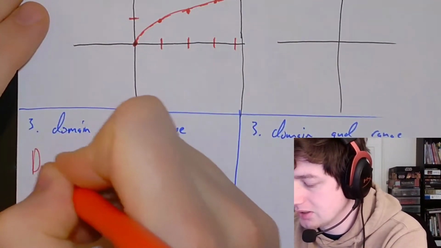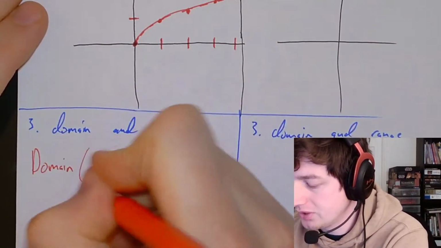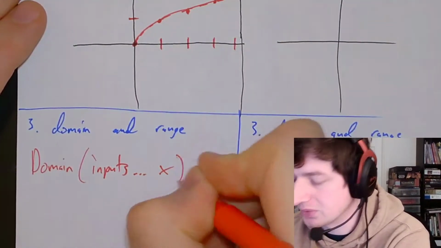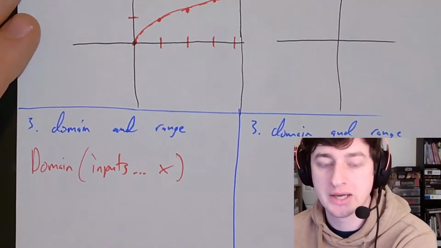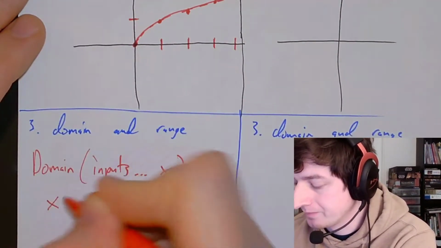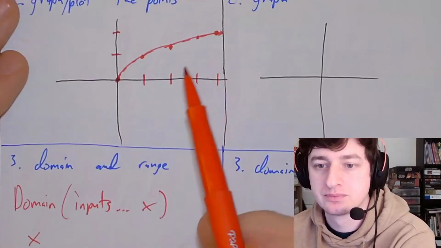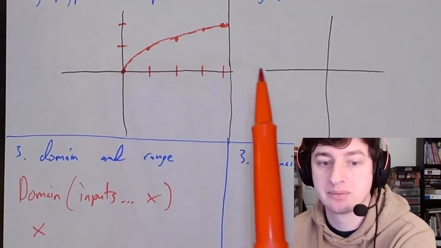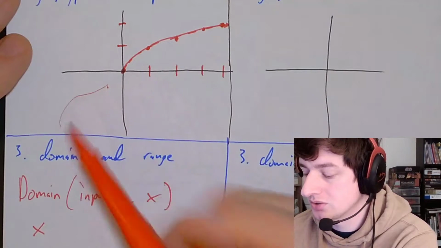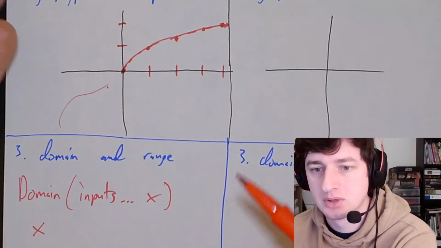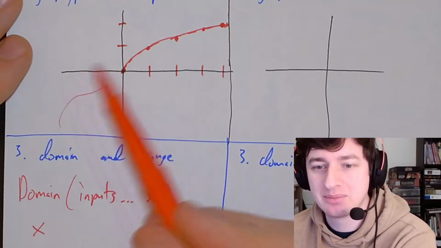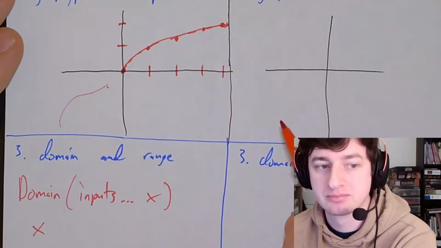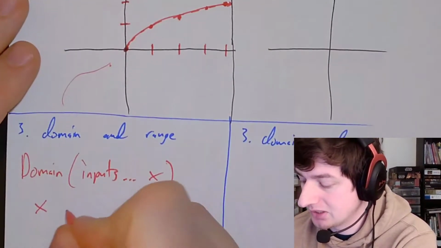The domain is going to be all the inputs, which is just what could the x values be? What could x be? Well, in this case, x cannot be negative for this one, right? If I put in a negative, I get an imaginary number, and we're just dealing with the reals. So x can't be negative. It's not going to be over here on the left. It starts at 0, and it goes up. And that's it.